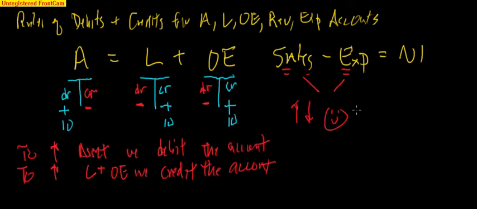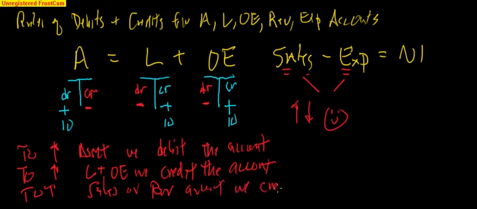So if sales increase owner's equity, how do we increase owner's equity? With a debit or a credit? We increase owner's equity with a credit. So to increase a sales account or a revenue account, we credit the account. Why do we credit it?